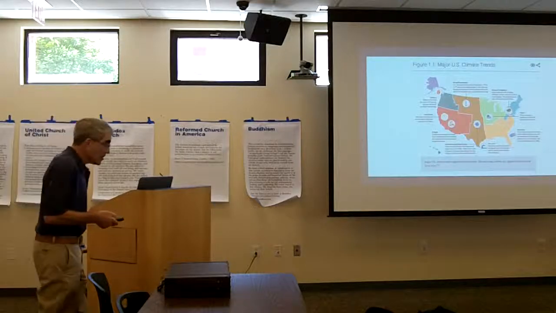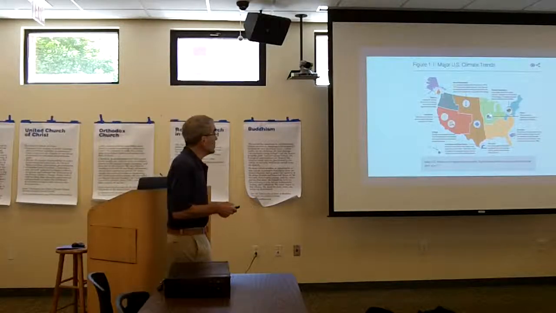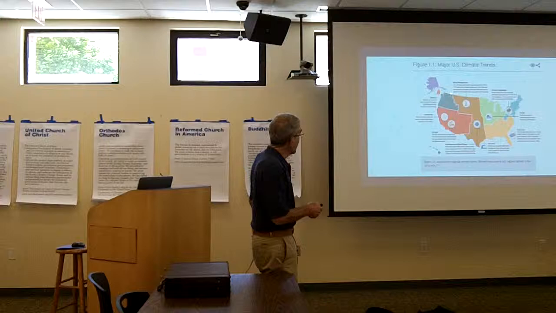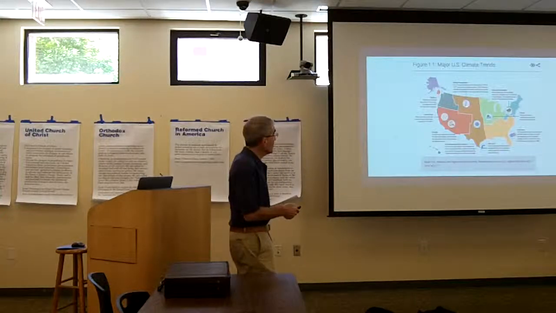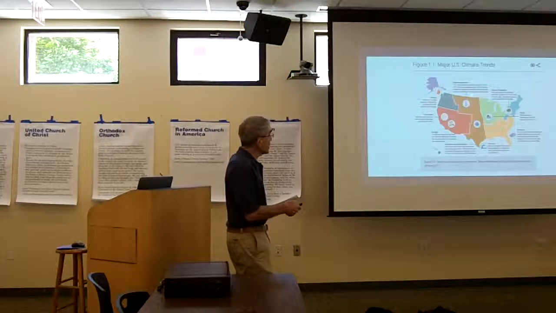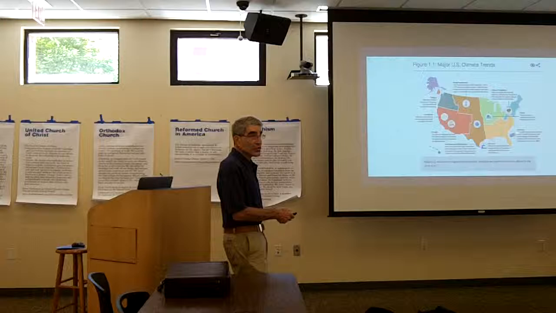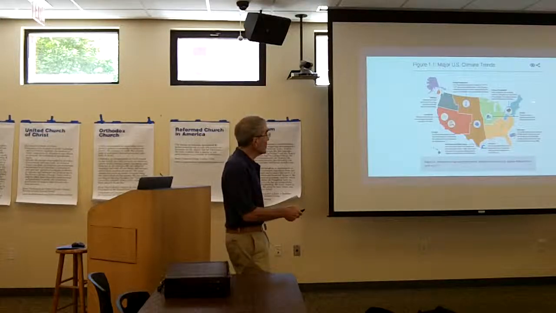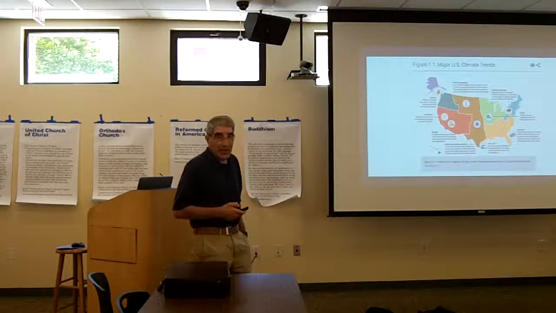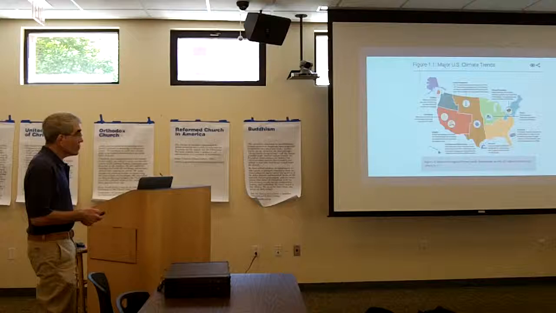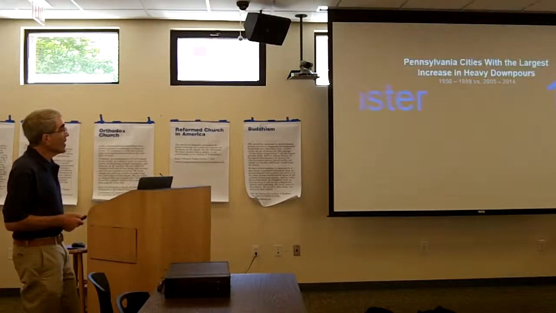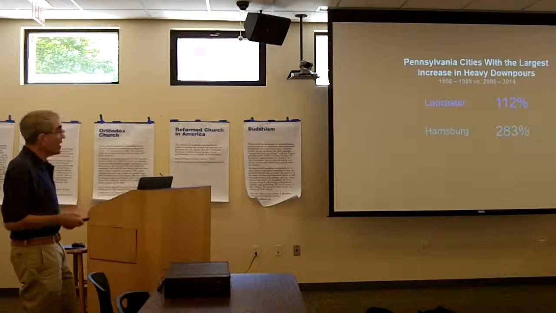So the major climate trends in the United States are on this graph. I don't know if you can see it well enough, but in the West, we're seeing drought and wildfires. In the central states, we're seeing extremes of temperature. In the Southeast, we're seeing storm surges, hurricanes, sea level rise. And in the Midwest and the Northeast, we're seeing excessive rains and flooding. And so we're already seeing that.